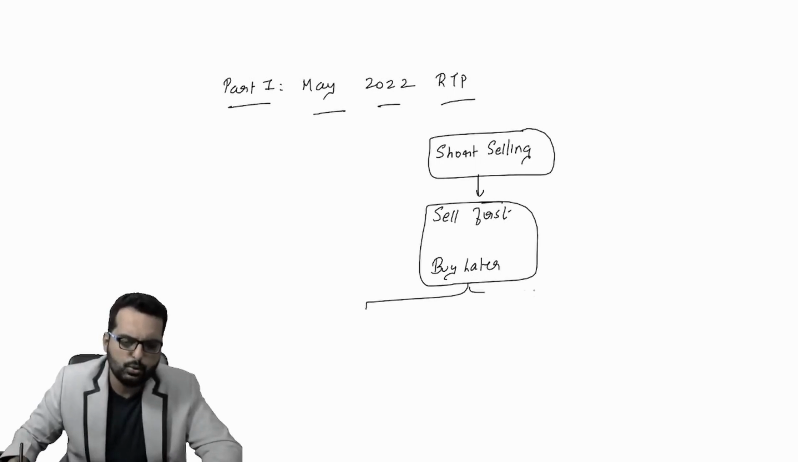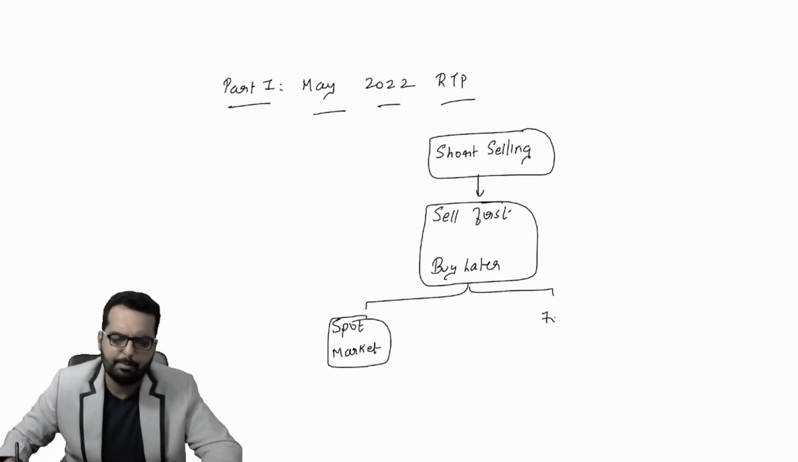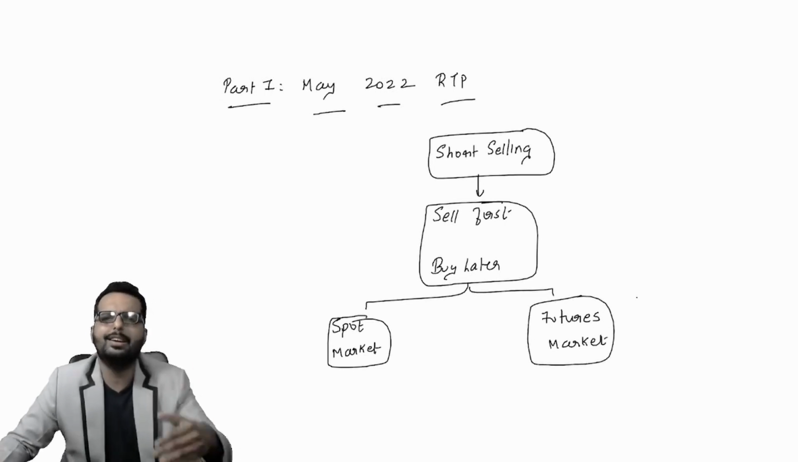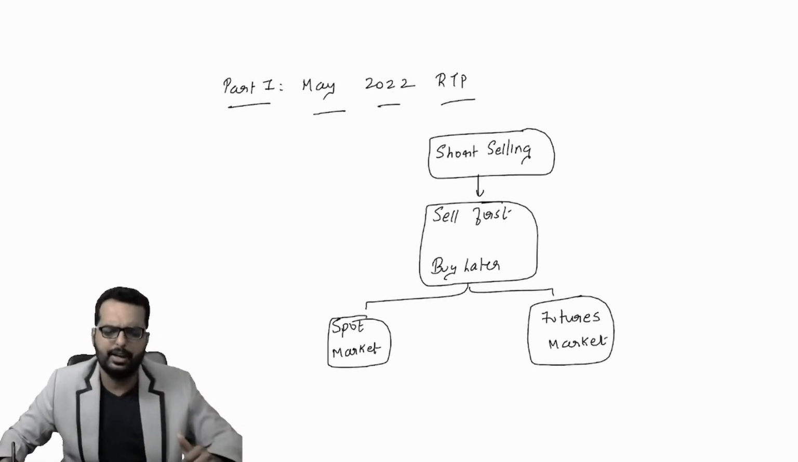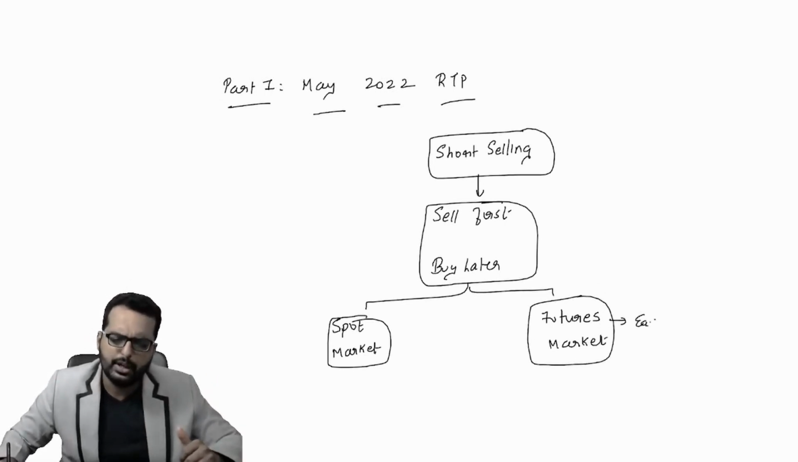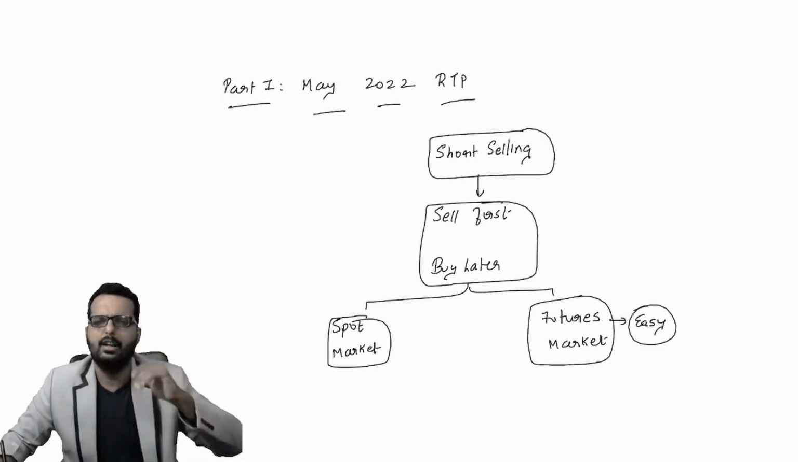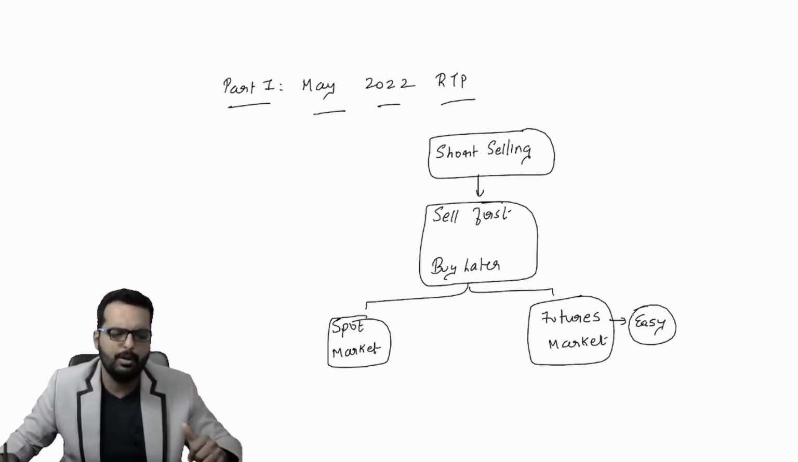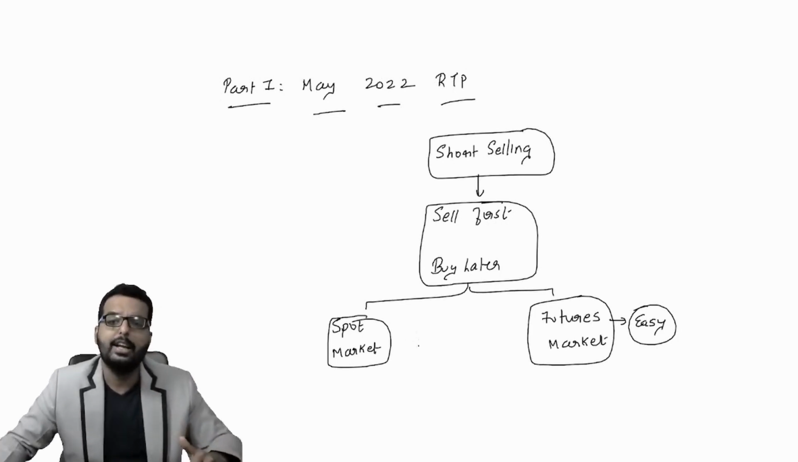Now, this can happen in two markets. One, it can happen in the spot market. When I say spot market, I mean the real market. And the other one, it can happen in the futures market. Futures market being a derivative market or an imaginary market, here it's very easy to do it. Here you just have to go and sell. The moment you sell, it's possible. But in the spot market, in the normal case, you cannot sell a particular stock without owning the stock.